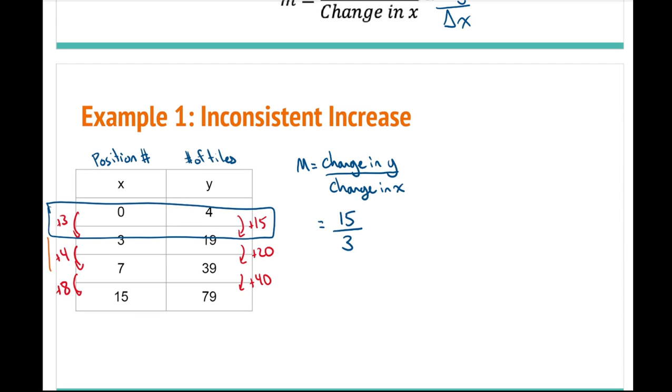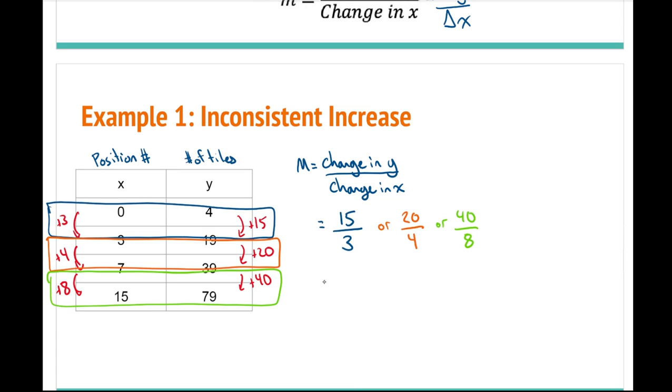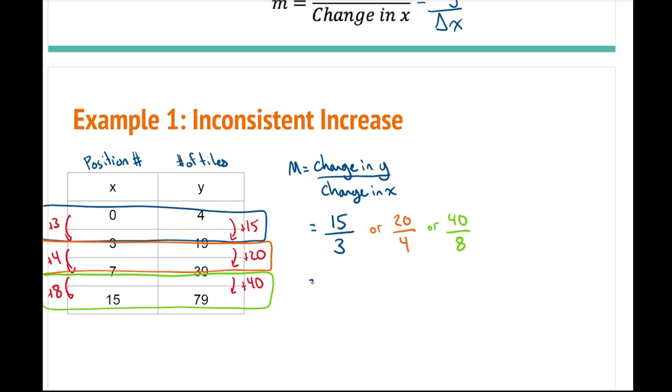Now you could do the same thing with the other pair, looking at how the change of 20 compares to the change in x, which is 4. Or you could look at a third pair based on the table that we have, which would be 40 divided by 8. So if we go through, the change 15 divided by 3, we can simplify this to just 5. Or you could say 5 over 1, which is basically our rate of change for every one position. Or 20 over 4, which is also 5 over 1.